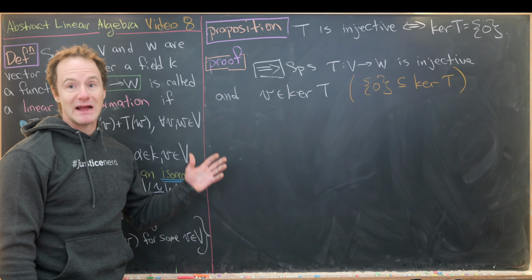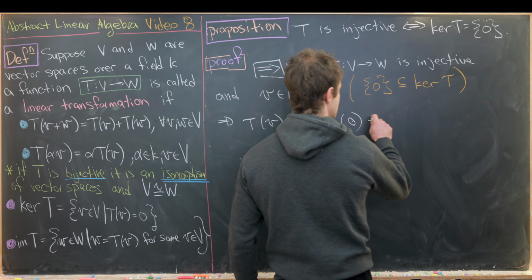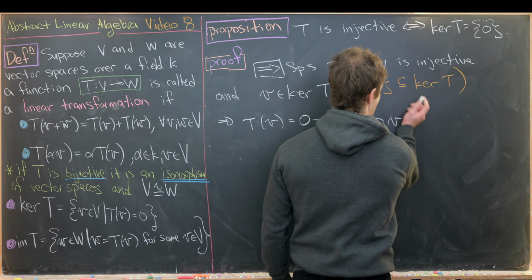Okay, so we've got V is in the kernel of T, but that means that T of V is equal to 0. But from the previous proposition, we know that's the same thing as T evaluated at the 0 vector. But now we can apply injectivity to show that V is in fact equal to the 0 vector. But the 0 vector is definitely an element of the singleton containing the 0 vector.